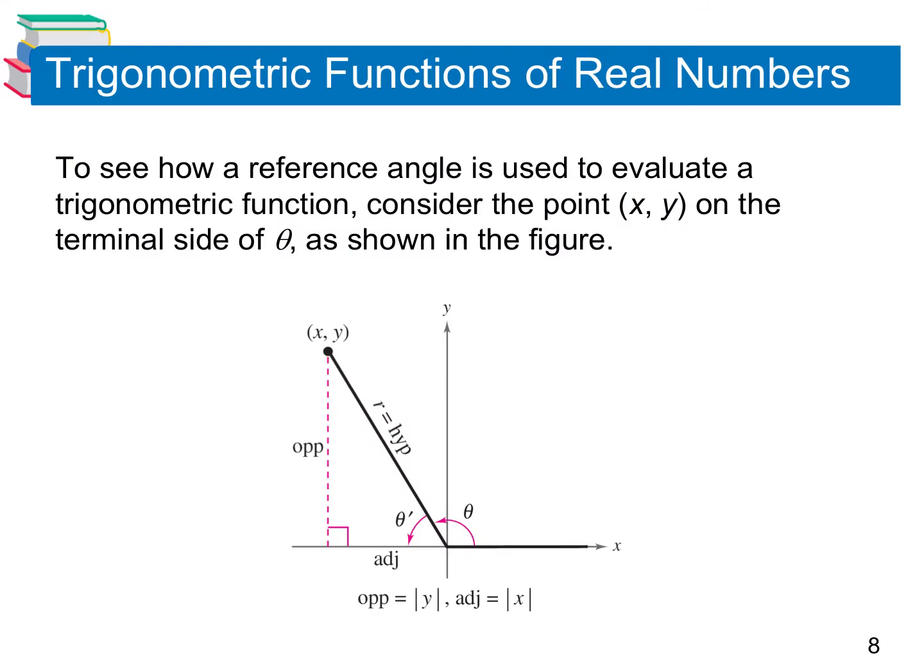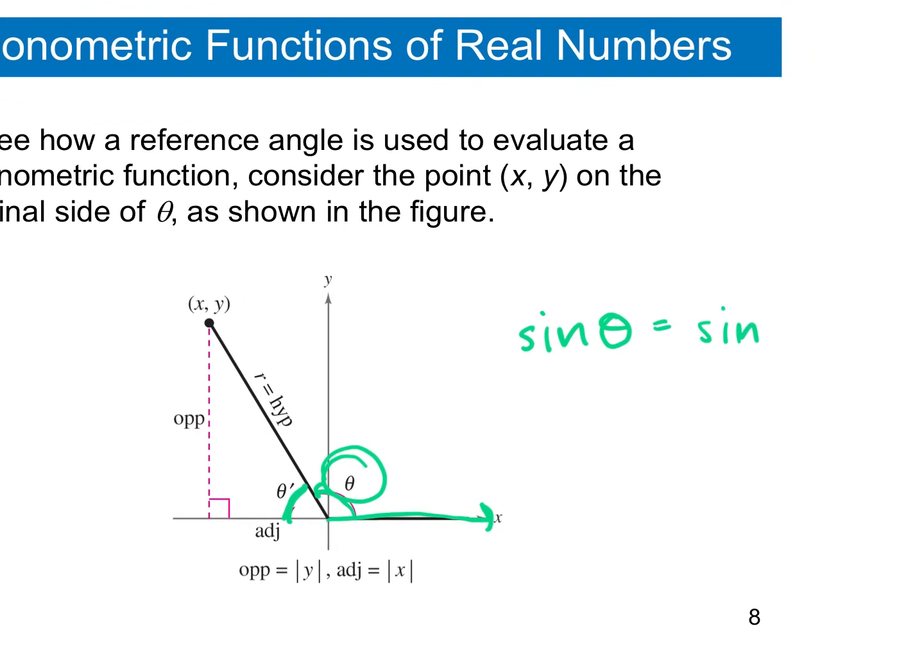So our reference angle is measured from the positive x-axis to our terminal side, whatever it ends up being. That's our angle, that's given. That's our theta. Our reference angle is the acute version of it. So if we were asked to find the sine of theta, we can use our reference angle to help us, because the sine of theta is going to be the same thing as the sine of the reference angle, sine of theta prime.